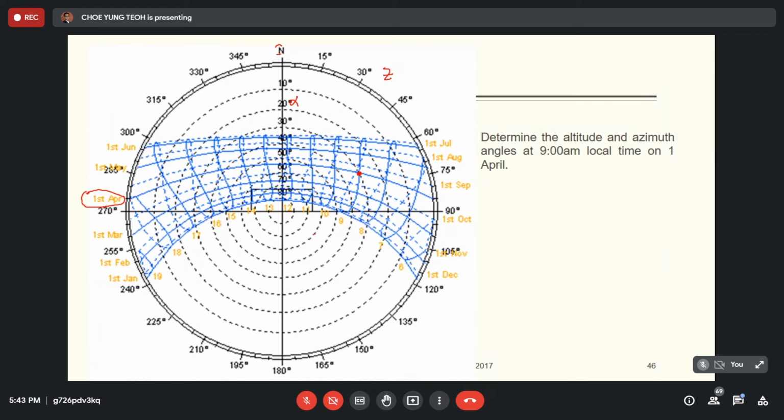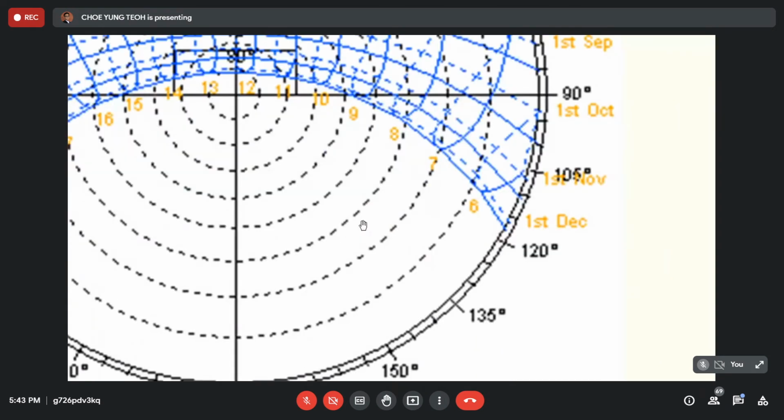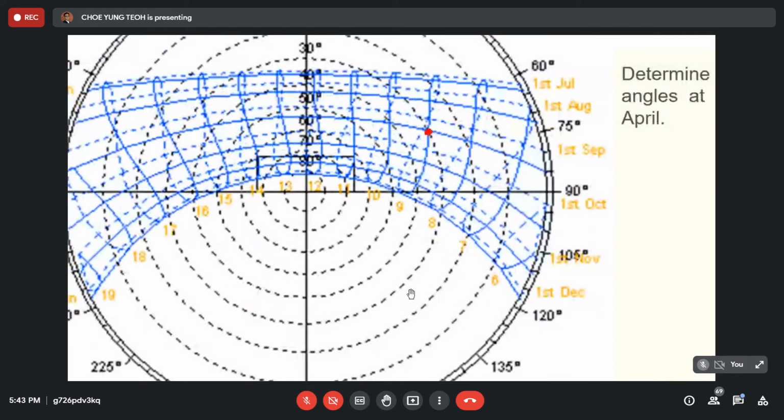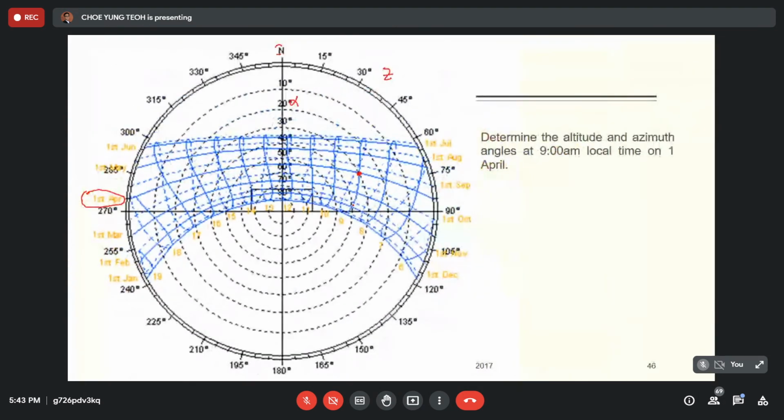Okay, I think I find the correct point. Okay, now I find the correct point. Then next thing, I need to find the altitude and azimuth angle.